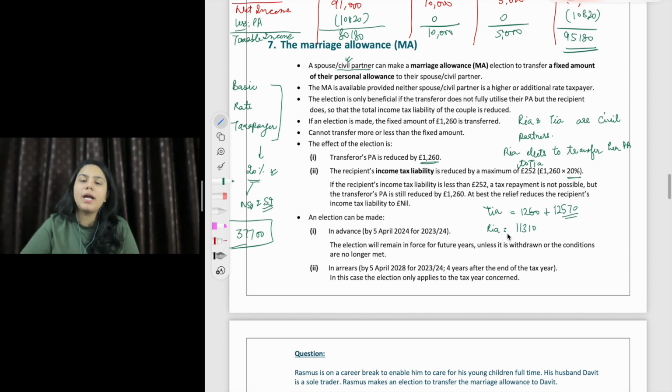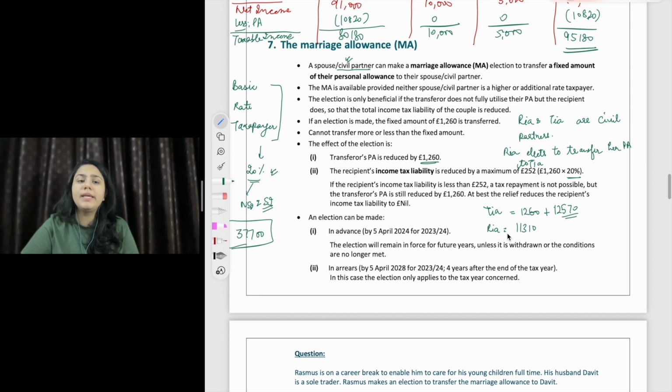And it is assumed that if you make an election in advance, it is going to remain in force for the foreseeable future until either you withdraw the election or the conditions of the election are no longer met. It means that if either you or your partner is no longer a basic rate taxpayer, or both of you are no longer basic rate taxpayers, then the election is forfeited.